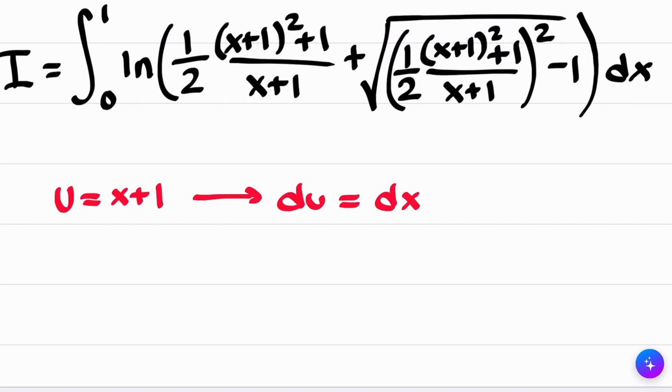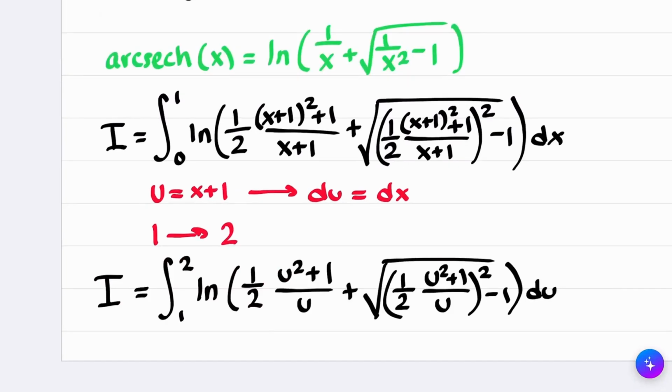We can go straight in and just translate everything over to u's, but we do need to be careful and change our bounds. So instead of going from 0 to 1, we're going to go from 0 plus 1, which is 1, to 1 plus 1, which is 2. So those are our new bounds. The integral is now from 1 to 2, but it will be a lot cleaner. I'm going to rewrite it down here. So this is our new integral at the bottom in terms of u. I can put a little star next to it, just so we know it's special.